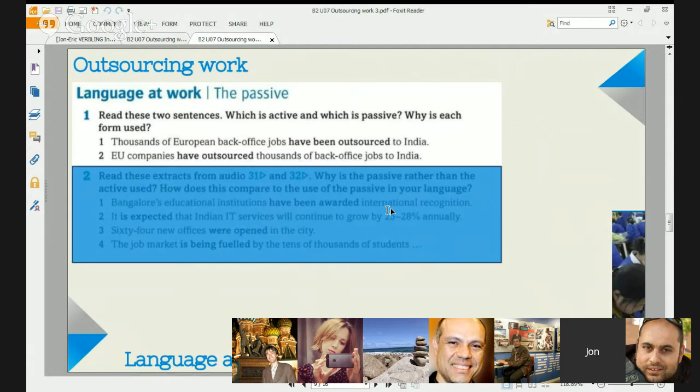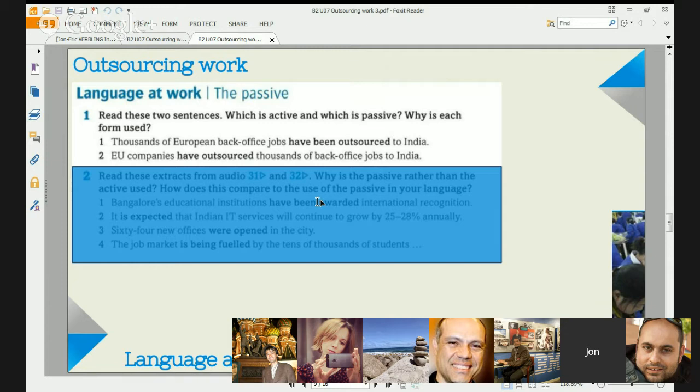Okay, so let's do exactly what it says and see if we can get this. We're going to try to go beyond the simple passive voice and use more advanced forms. Read 2 sentences, 1 and 2 below. Which is active, which is passive, and why is each form used? Well, I think we're back to Khalid for this. So, you read number 1 for us?